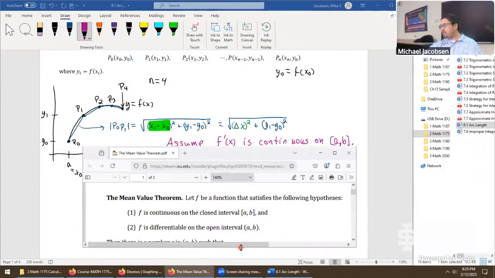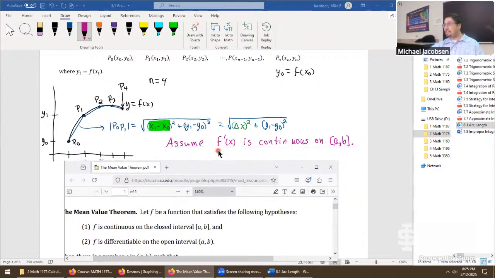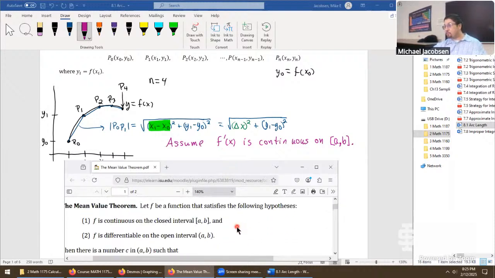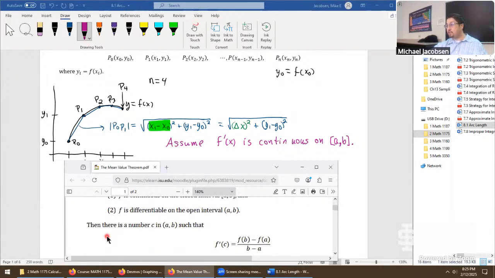The mean value theorem says we have to have a function that satisfies all of these hypotheses. The function has to be continuous on the interval. It has to be differentiable on the interval. And if we assume that the derivative is continuous on the interval, it hits both of these all at once. We have differentiability. Well, looking at the derivative, if the derivative exists, then the function itself is continuous. So we're on okay track for the hypotheses of the mean value theorem.